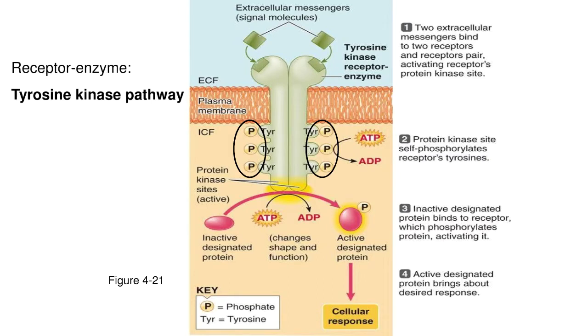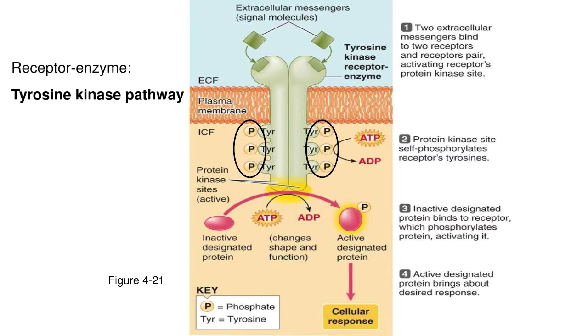So they bind, and that means what's happening then on the inside of the cell is that this enzyme called tyrosine kinase, it self-phosphorylates. You can see it takes some phosphate from an ATP, and that activates a protein kinase active site, which takes an inactive protein, one of the red ones on the left side there, phosphorylates that, and activates that protein. And that active protein now is the second messenger causing some type of cellular response.